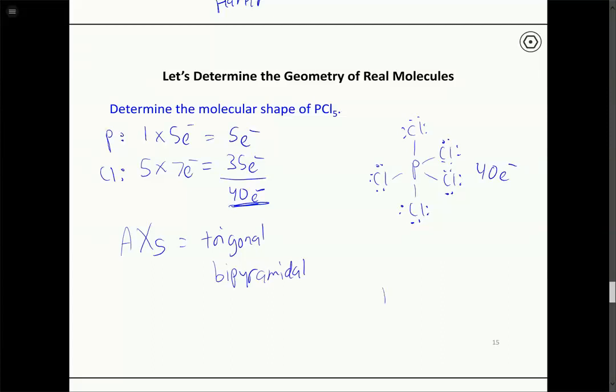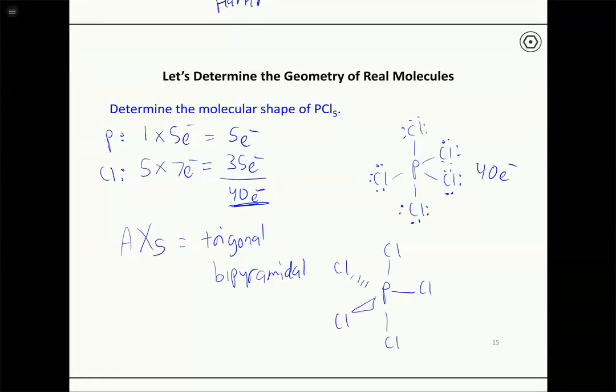And so if we want to draw this in relatively accurate 3 dimensions, it would look like this. Okay, so that's trigonal bipyramidal.